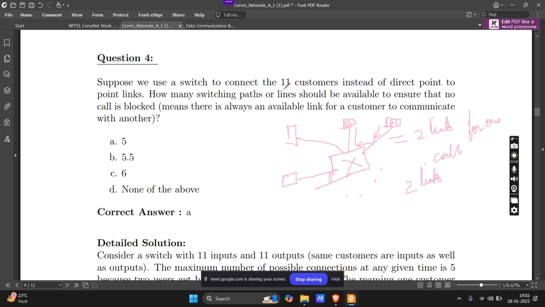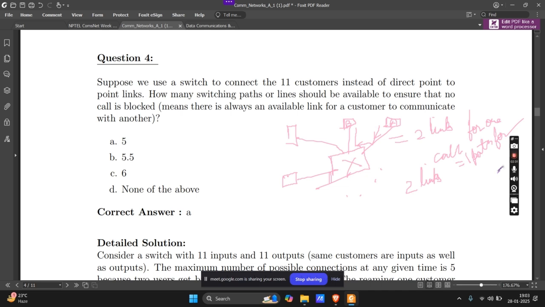But what is in this wording is that they are asking how many switching paths or lines should be available. So path is different, link is different. Link is this, A to switch. Path is A to switch to B. This is one path. So two links for one call, or one path for one call. So this is where the trick is.